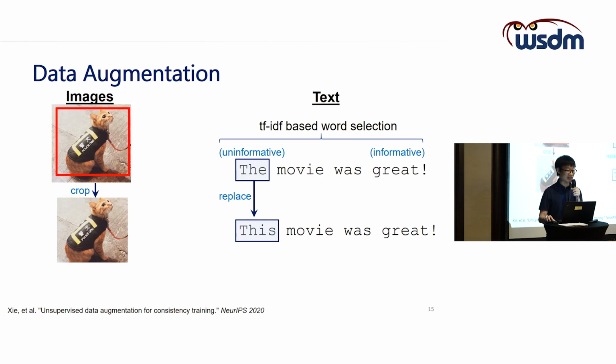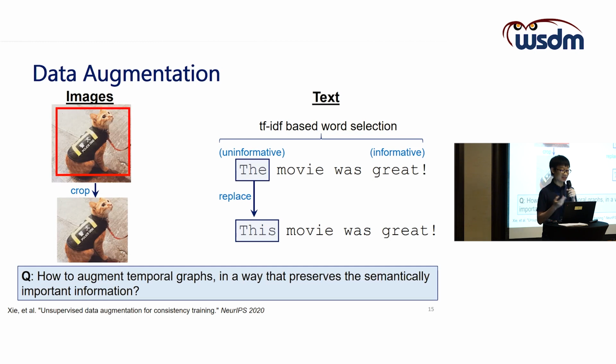And so what we can do is replace it with another uninformative word like "this." So you see here that we replaced "the movie was great" with "this movie was great." You can see that this hasn't really changed the meaning of the sentence. So that's why this is a reasonable augmentation. Okay, so we would like to ask, how can we do something similar for temporal graphs?